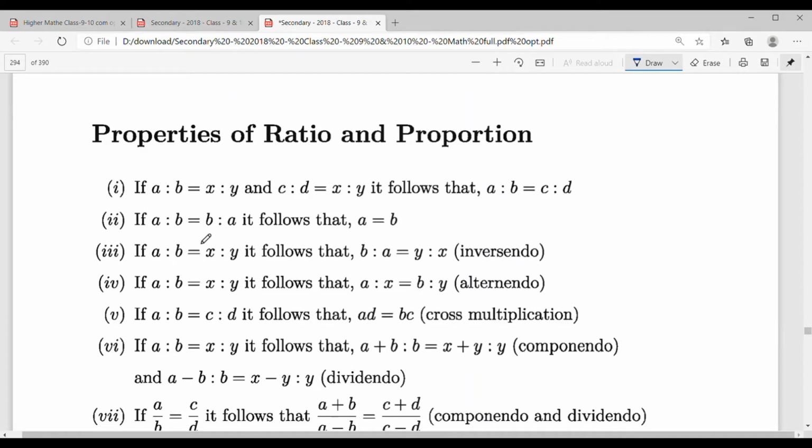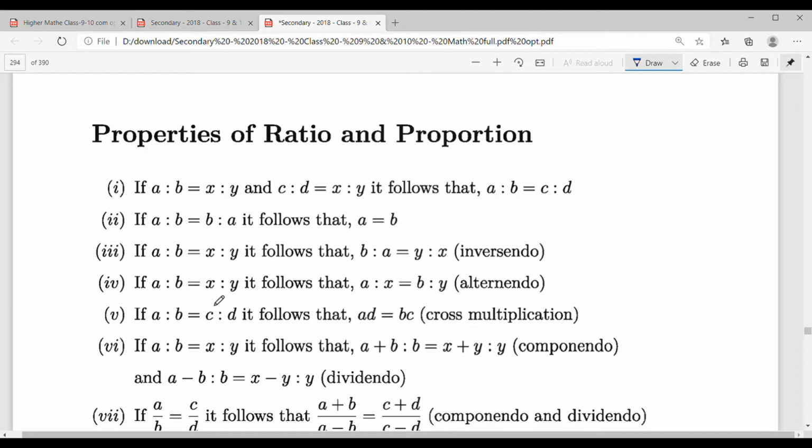Cross multiplying, we get A squared is equal to B squared. That means A equal to B. Property 3: if A is to B is equal to X is to Y, it follows that B is to A is equal to Y is to X. And we know this, the name of this property is invertendo, inverse. A by B, B by A. A is to B, B is to A. X is to Y, Y is to X. Inverse. So the name of this property is invertendo.